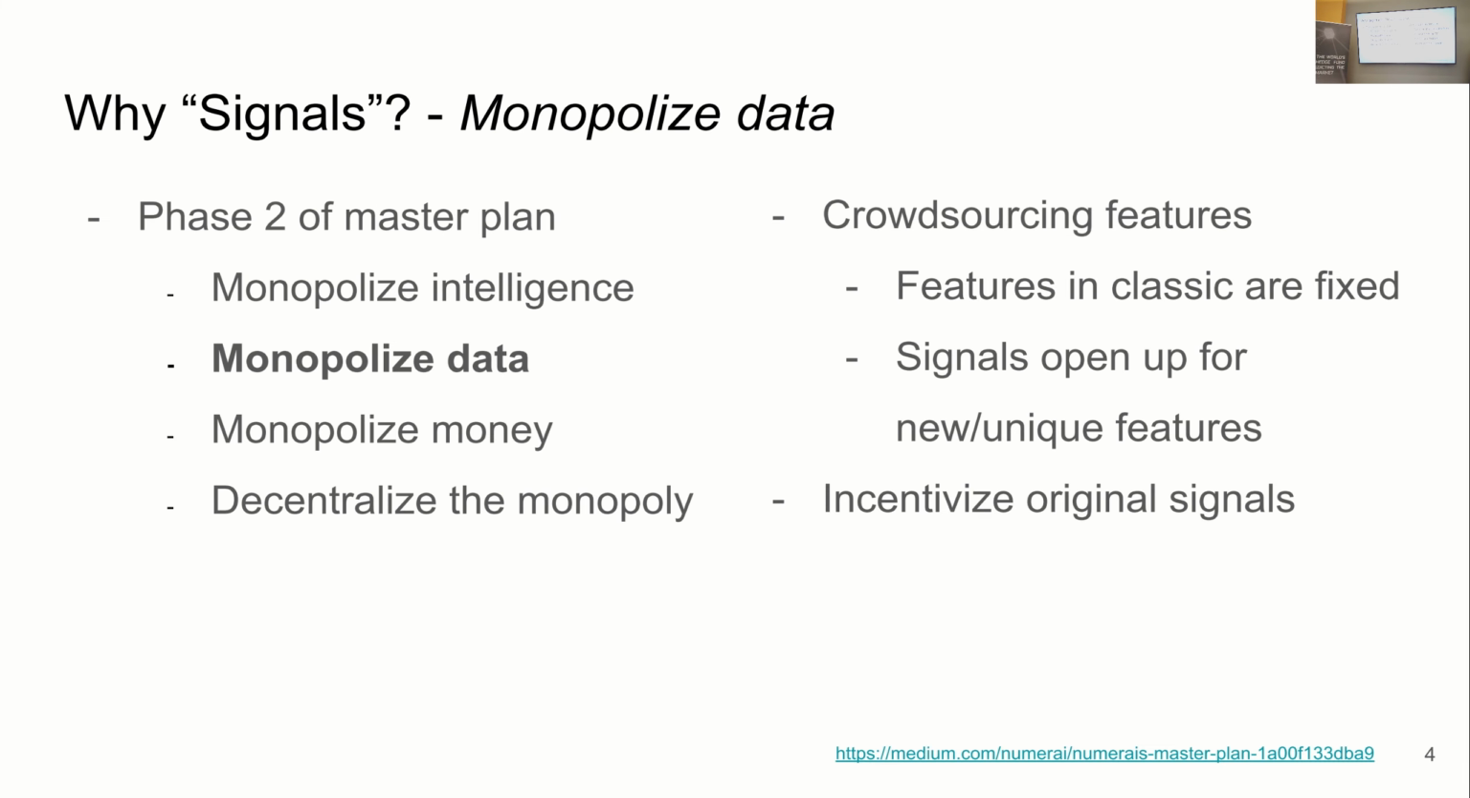So why signals in the first place? The master plan is to monopolize intelligence, data, and money, and then decentralize the monopoly. The features in the classic tournament are fixed, so you can only get a certain amount of information out of it. Signals allow us to embed new and unfound signals into the meta model.